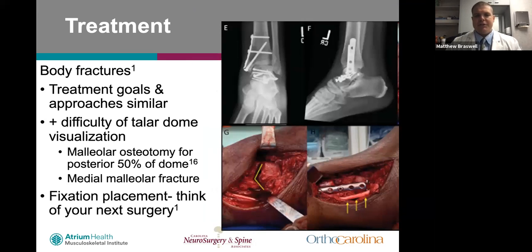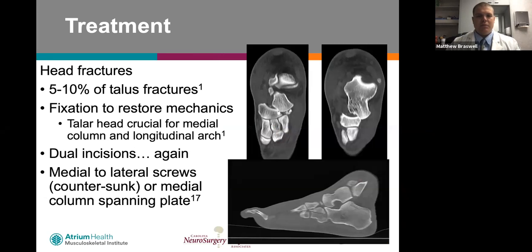Moving on to body fractures, our treatment goals are essentially the same, and often the approaches are very similar with the dual anterior approaches. The one added difficulty for talar body fractures is visualization of the talar dome, especially the posterior talar dome. There are anatomic studies that show that to truly visualize the posterior 50% of the dome, often it's necessary to make some form of malleolar osteotomy or to utilize a medial malleolus fracture that was sustained at the time of injury. And anytime we're putting in internal fixation, we want to think about the fact that there's a real chance that we'll be back and be mindful of where we place our hardware.